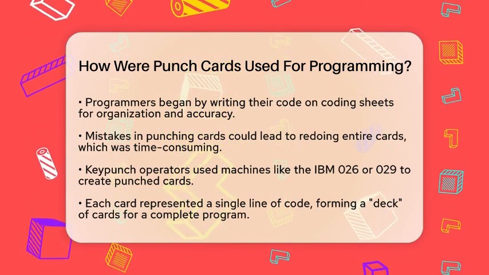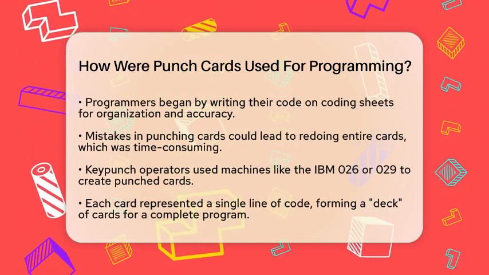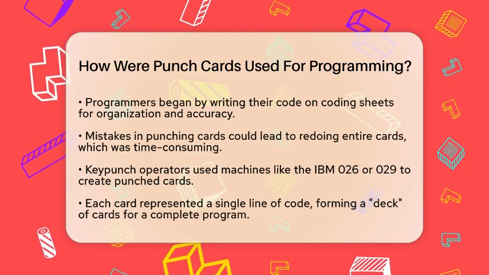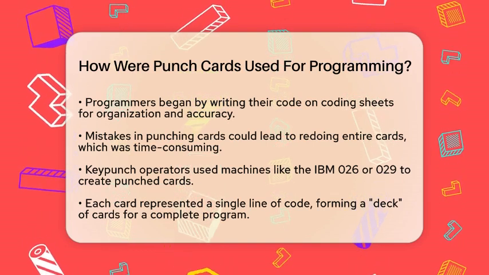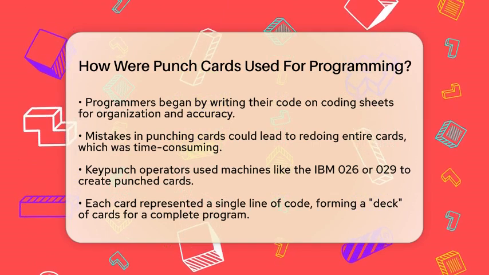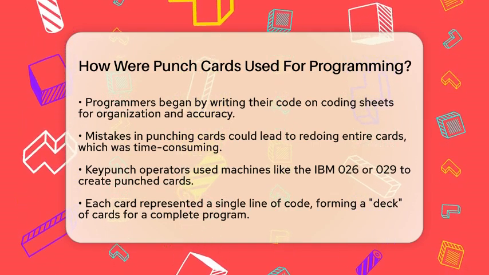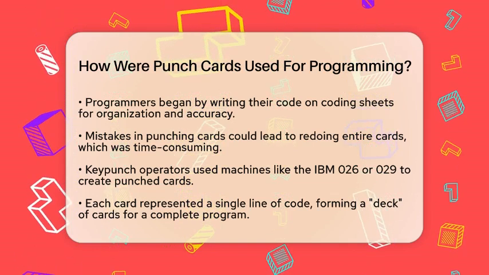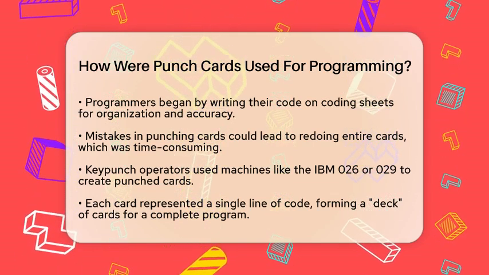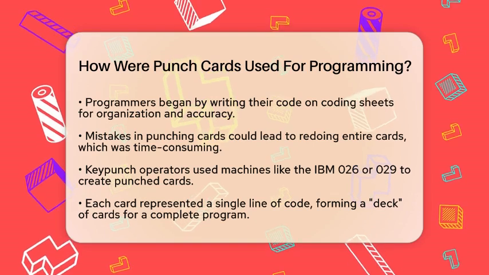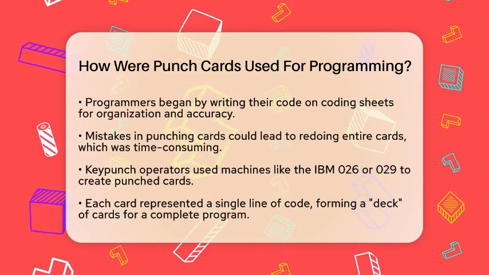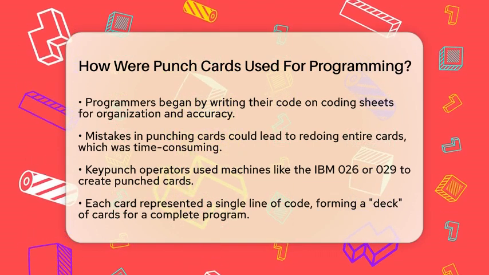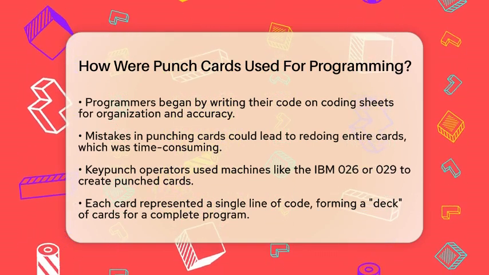Once the program was finalized, keypunch operators used machines like the International Business Machine's 026 or International Business Machine's 029 to create the punched cards. Each card represented a single line of code, and a complete program was made up of a deck of cards stacked together. To minimize errors, a second operator often verified the punched cards using a verifier machine. This verification step ensured that the cards accurately reflected the intended program.